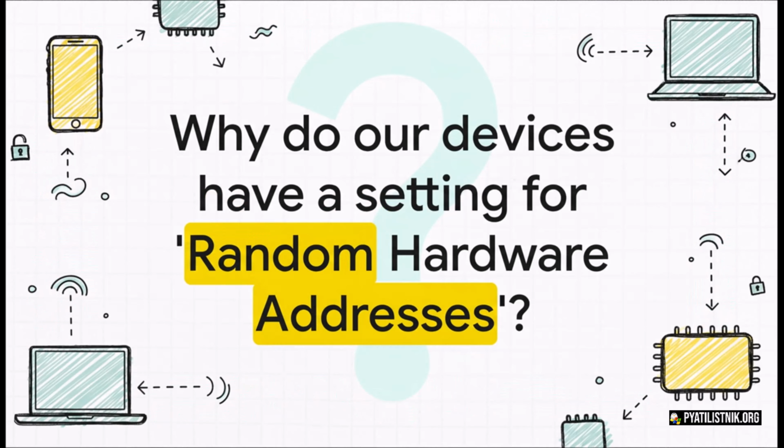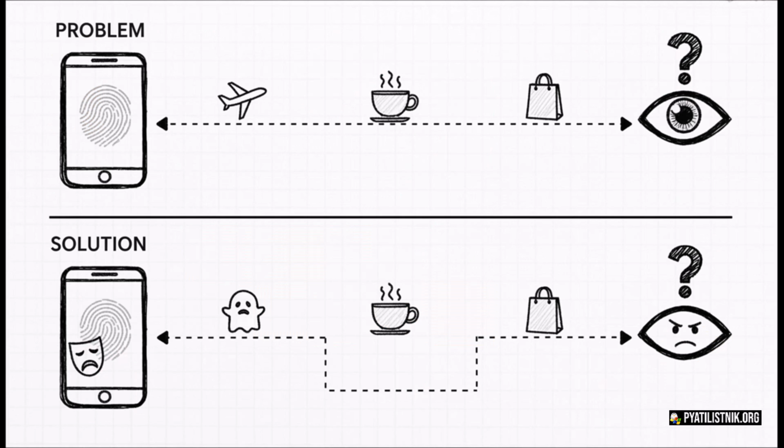Which, of course, raises a really important question. If it's physically burned into the chip, why do our iPhones, our Android phones, and our Windows laptops all have a setting to use randomized hardware addresses or a private Wi-Fi address? How can you change something that's supposed to be permanent? The answer all comes down to one word: privacy.